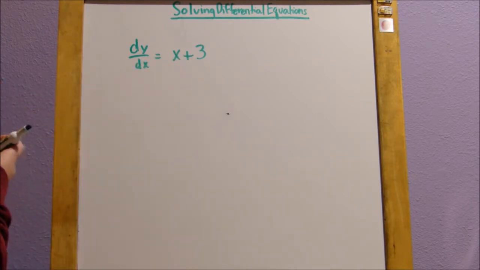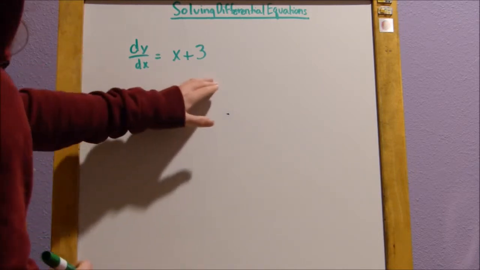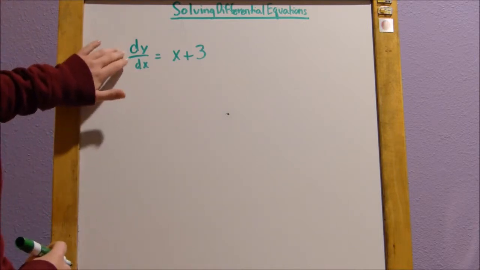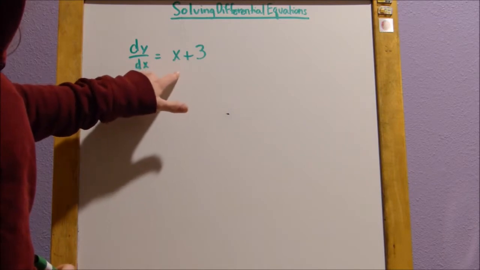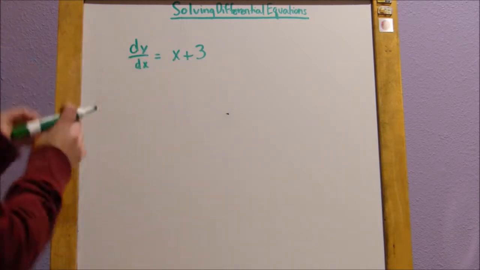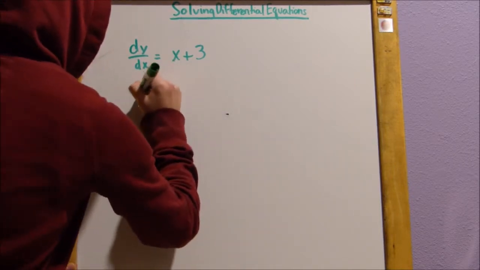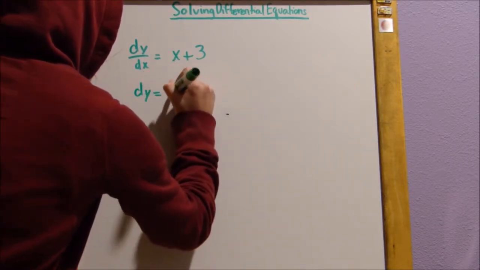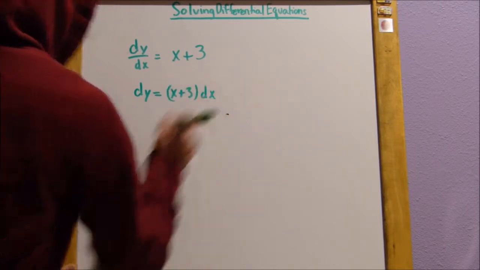So the first step to solving differential equations is that you have to match up the variables. Here we see a dy, but there's no x here, so it's just going to be a dy. And here we see a dx on this side and a dx on this side. So we're going to have to move this dx over here to separate the two variables. So the first step, dy equals x plus 3 dx, right?